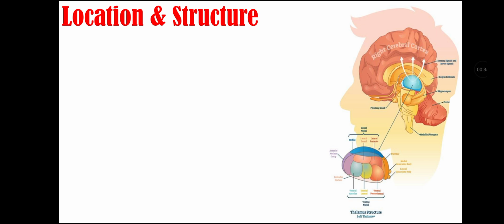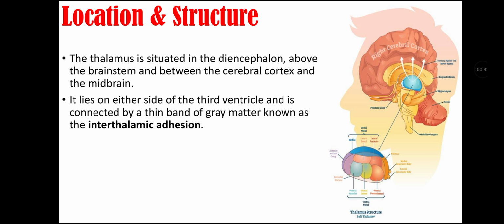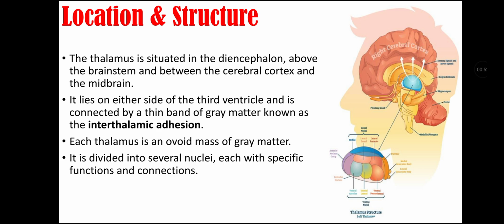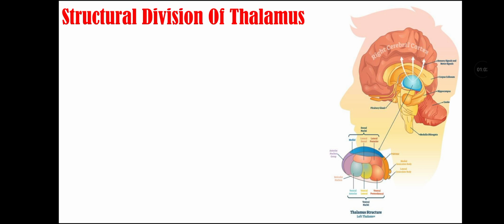Location and structure of thalamus. Thalamus is situated in the diencephalon, above the brainstem and between the cerebral cortex and the midbrain. It lies on either side of the third ventricle and is connected by a thin band of gray matter known as interthalamic adhesion. Each thalamus is an ovoid mass of gray matter. It is divided into several nuclei, each with specific function and connection. Thalamus receives blood supply mainly from branches of the posterior cerebral artery.